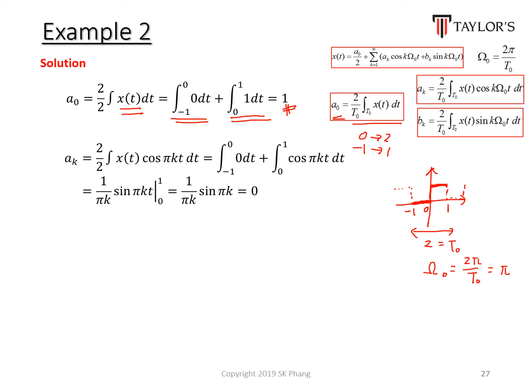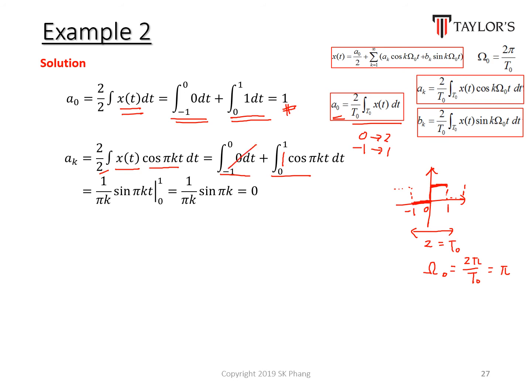Similar to A naught, you just apply the formula with T naught equal to 2, so you put it over here, and you put x(t) back into it, and you integrate it multiplied by cosine of k omega t. But earlier we said that omega is pi, so it becomes cosine of k pi t instead of cosine of k omega t. And again, like the previous case, we split into two different integrations. In one integration x(t) is 0, in the second x(t) equals 1. So there is actually a 1 here, just that 1 multiplied by cosine becomes just the cosine. And the 0 part is nothing.